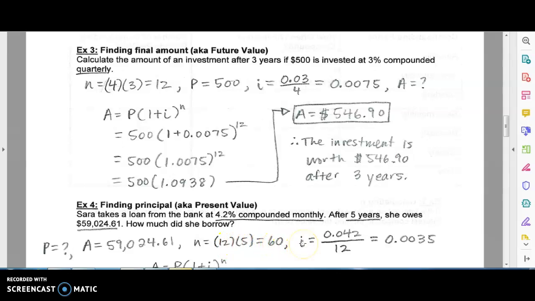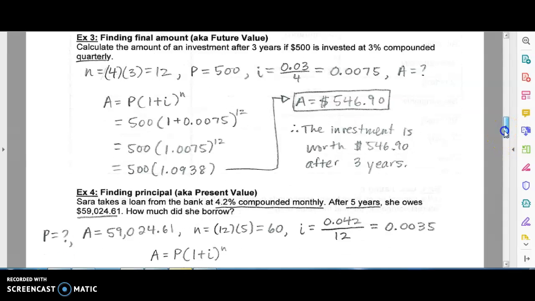And then I, as always, we take the percentage of the interest, 4.2, and convert that to a decimal. So 4.2 divided by 100 is 0.042, which is the numerator here, and divide it by, again, the compounding periods in a year. So if it's compounded monthly, as we figured out for N here, it's 12. Compounded monthly means 12 times a year. So our I value then is 0.0035.